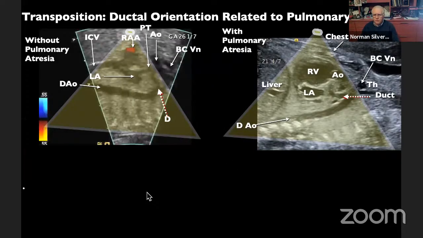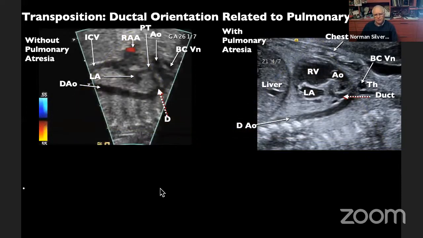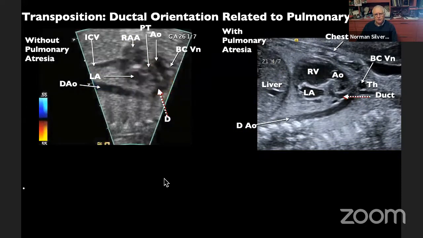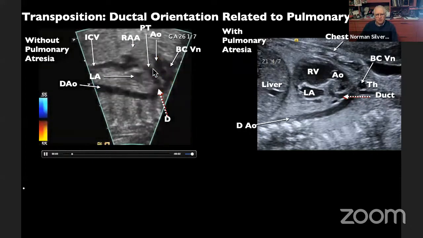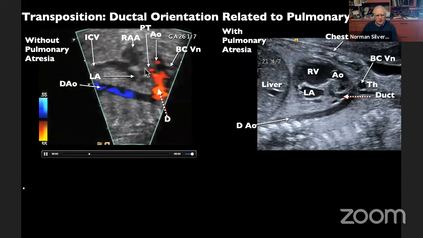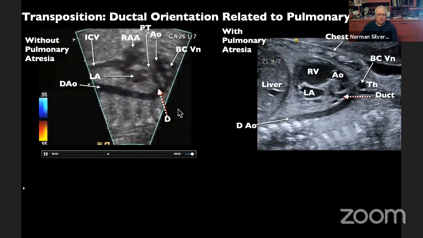Now, this is important. The position of the ductus is important. And I've shown you these two examples from our laboratory showing the presence of an arterial duct in the normal situation in transposition. And here is the aortic arch, and here is the ductal arch with the pulmonary trunk. And you see the direction of the pulmonary artery is here because in fetal life, the blood was coming from the respective ventricles and entering directly into these two arches.